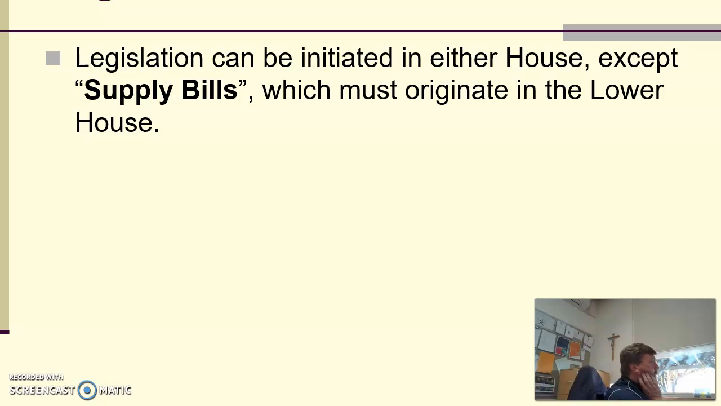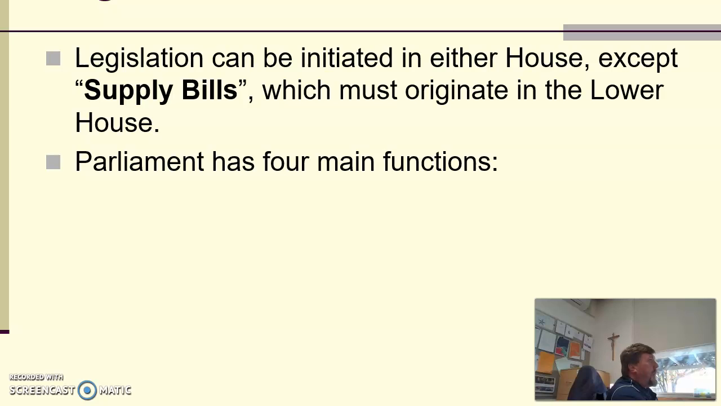Supply bills are also introduced to Parliament, but they must start in the House of Representatives. The reason for that is so that the states or the Senate cannot benefit from making their own legislation regarding funds for each state or territory.